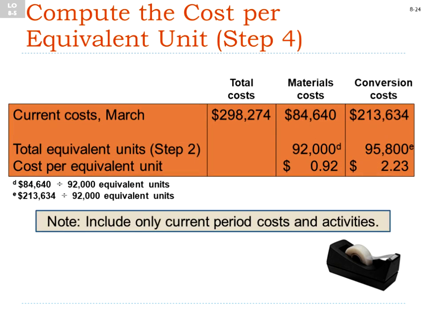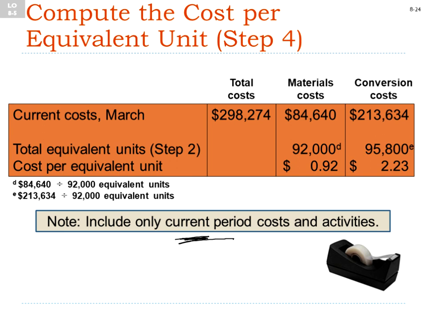Now, step 4 is going to be different as well. If you remember, when we're doing the weighted average method, we take the costs that were in beginning work in process and then add current costs. But in this situation, all we're doing is considering current costs, current period costs and activities.